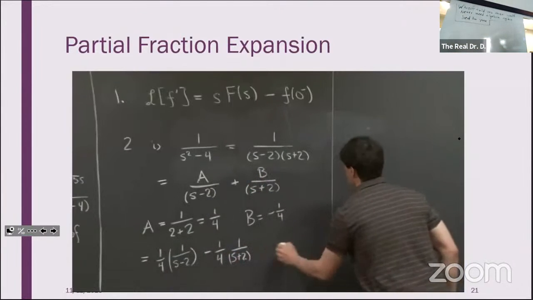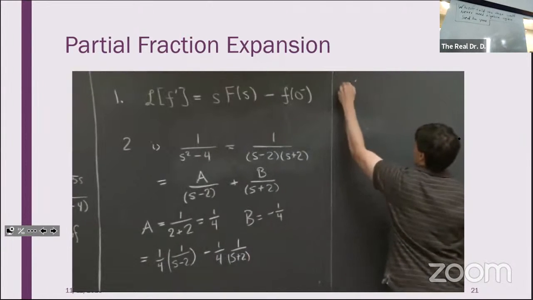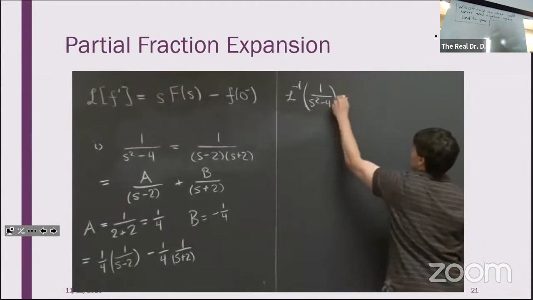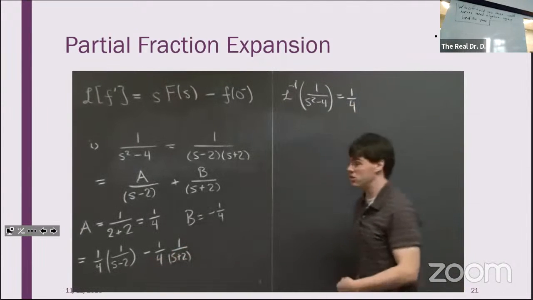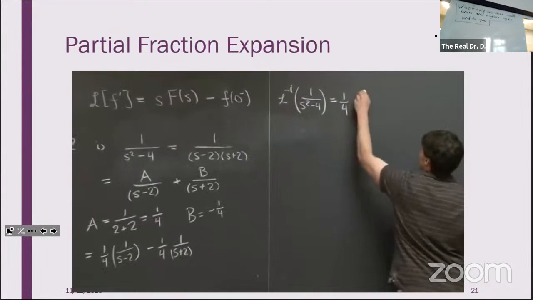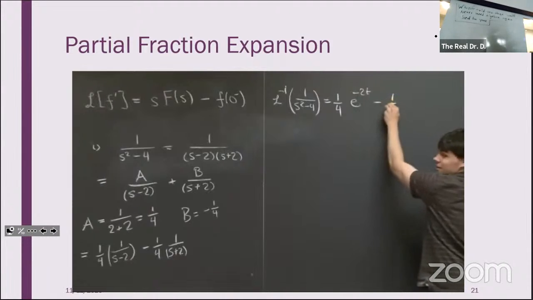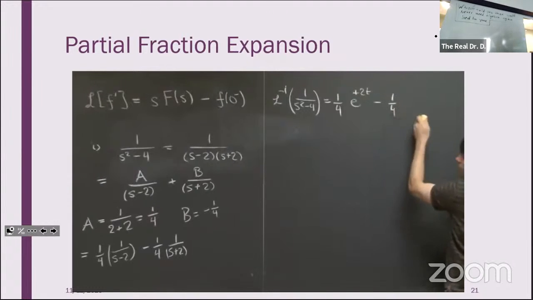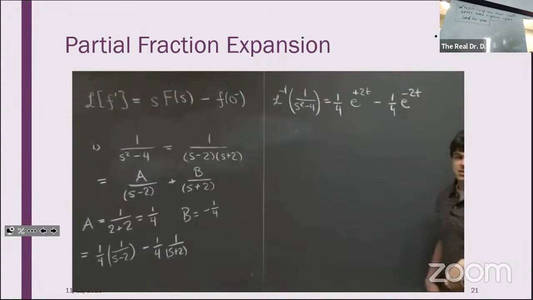And when we take the inverse Laplace transform of 1 over s squared minus 4, it is going to be 1/4 e to the 2t, from the 1 over s minus 2 term, plus the second factor, which is negative 1/4 e to the negative 2t. And this concludes the first problem.